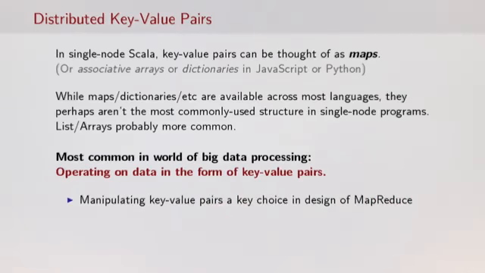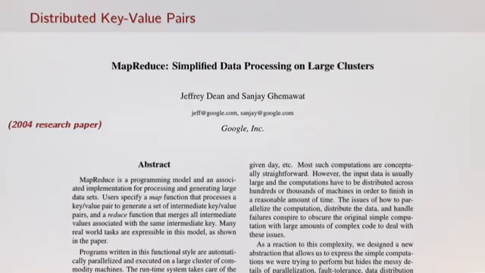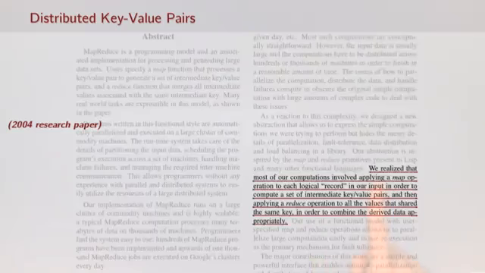In fact, when Google designed MapReduce, focusing on all data as key-value pairs was a key design decision based on real use cases involving large amounts of data at Google. In fact, the original designers of MapReduce even explained the rationale surrounding their focus on key-value pairs very clearly in their original research paper which presented MapReduce to the world back in 2004. They said here, "We realized that most of our computations involved applying a map operation to each logical record in our input in order to compute a set of intermediate key-value pairs, and then applying a reduce operation to all of the values that shared the same key in order to combine the derived data appropriately."